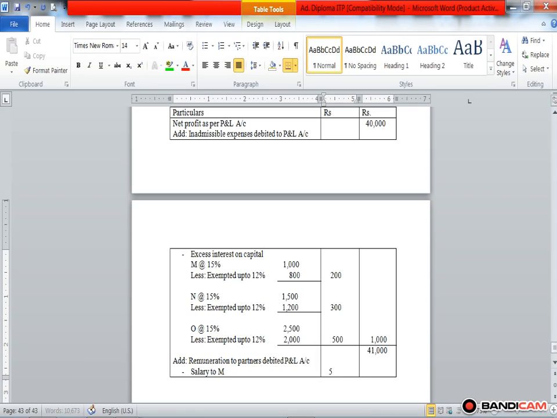5,000, and salary to N is not given, so here we write it nil. Then salary to O is not given, or salary is not paid to O. Okay, so nil.